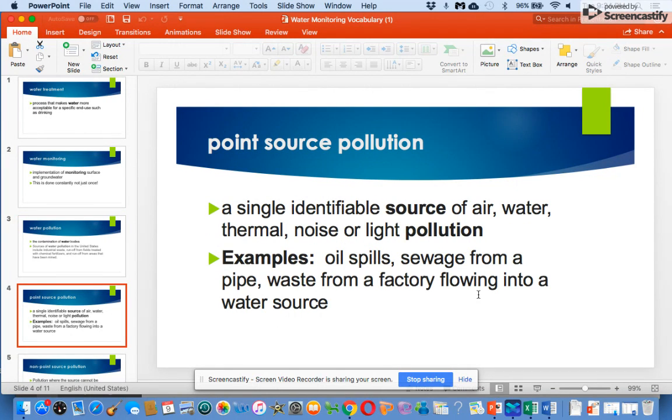Okay, the two types of pollution. First, we kind of talked about this a little bit. Point source pollution. That's the one where it's a single identifiable source of pollution. It could be an oil spill. We know where that oil came from. It came from a boat, some kind of tanker that had oil in it. Sewage from a pipe. If we see a sewage pipe burst, we know it's coming from that pipe. Waste from a factory that flows into a water supply. So a factory has a pipe and you see it going into water, that is point source because you know exactly where it's coming from.